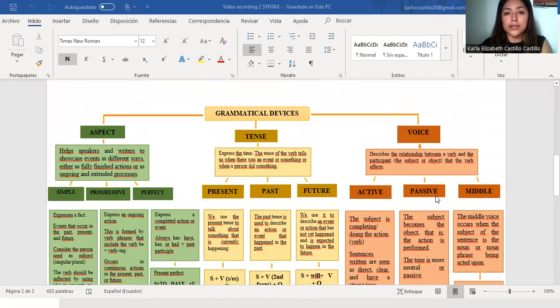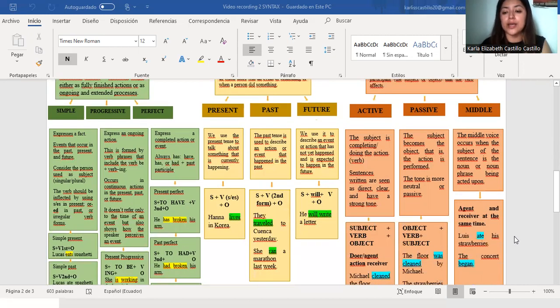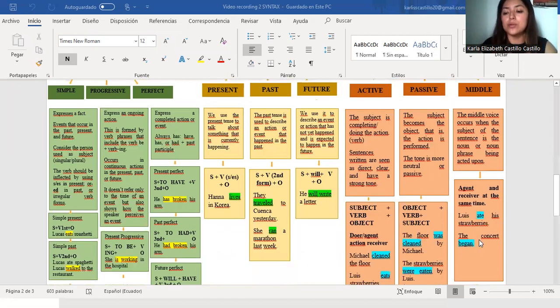And finally, we have the middle voice. The middle voice occurs when the subject of the sentence is the noun or noun phrase being acted upon. Here the subject is the action and receiver at the same time. For example, Luis ate his strawberries and the concert began, or the party began, or the party finished.